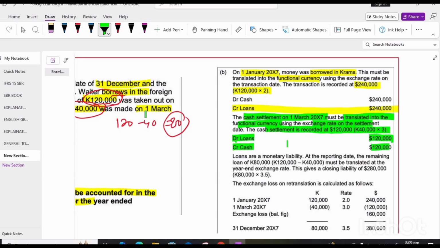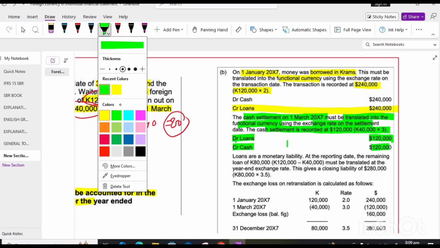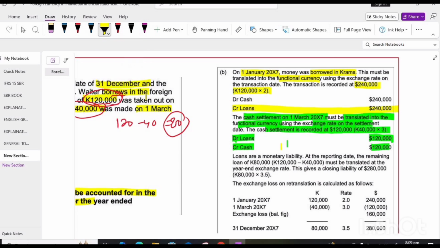Clear? Now the loan is a monetary item, and that should be retranslated at year end. If you see here, you have paid 40, and the remaining is 80. So you have to retranslate this 80 using the closing rate. For the monetary liability at the reporting date, the remaining loan should be retranslated using the closing rate, and the closing rate is 3.5. When you translate this, you get the closing liability of this amount.